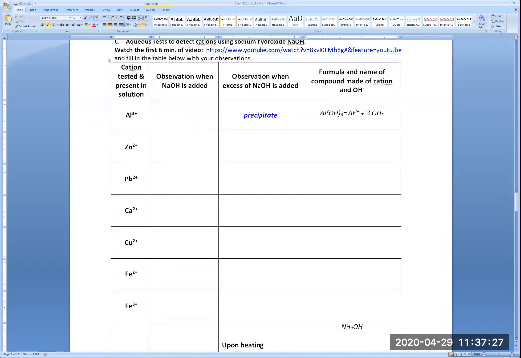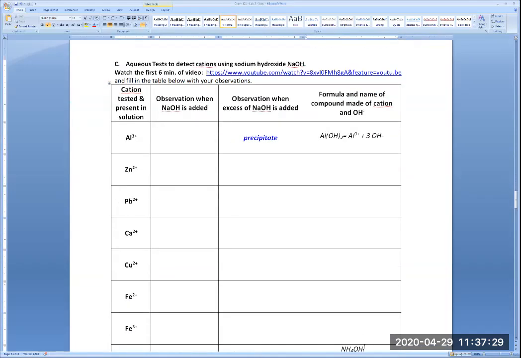Table C is the aqueous test to detect positive ions, metals, by using sodium hydroxide. Here there is the video again that you need to watch. And I have precipitate written here. Typically what you will observe is that you have clear solutions, a solution that contains the ions listed here on the left, and then the NaOH solution is also a clear solution.